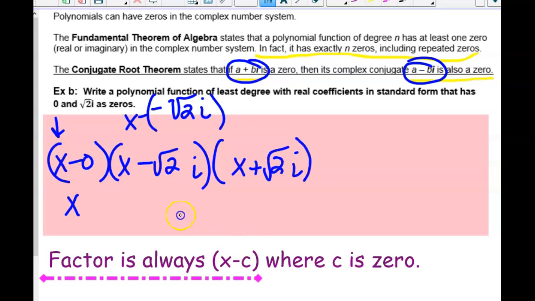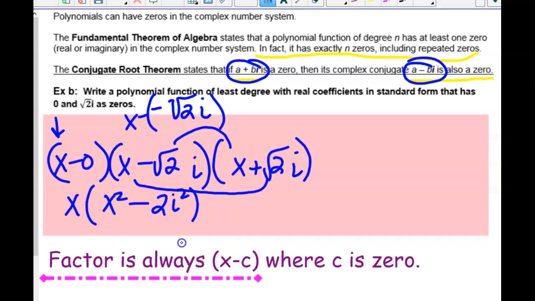Okay, it wants this in standard form. Well, you want to FOIL those two together? It's not really that bad on this one, right? X times x is x squared. What's going to happen to this term and this term? They're going to cancel because the signs are different. Then I have minus a square root of 2 times a square root of 2, which is 2, and i times i, which is i squared. X squared minus 2i squared becomes minus 2 times a negative 1 would become plus 2.